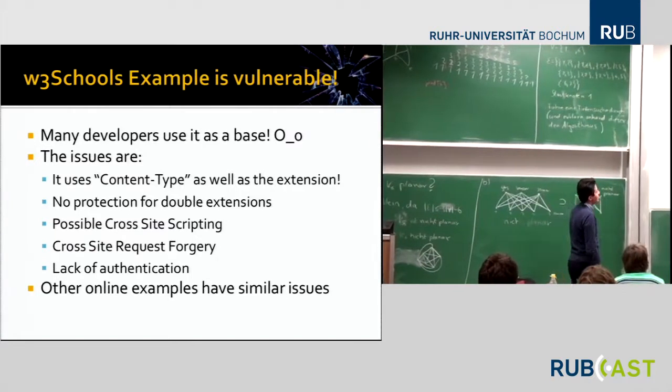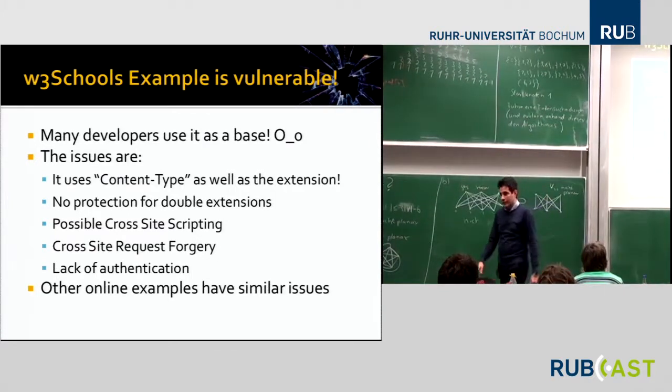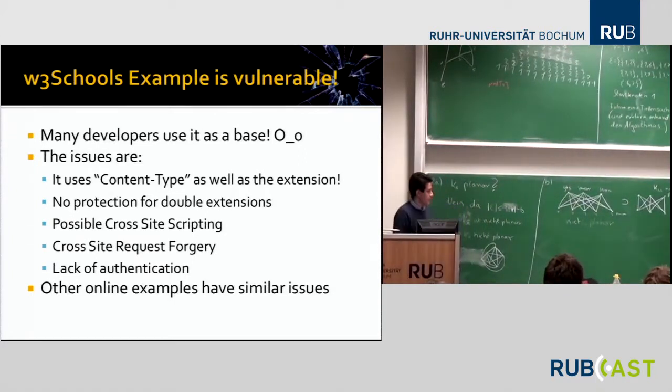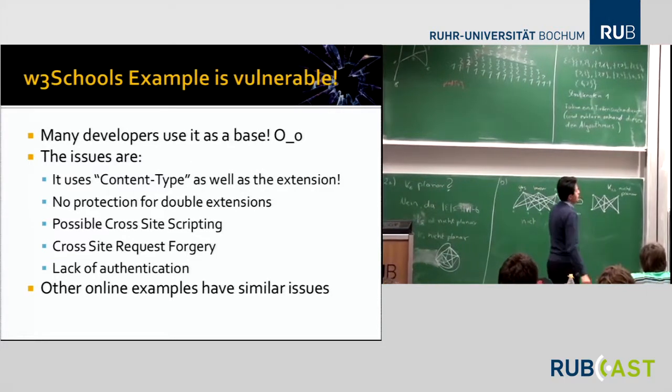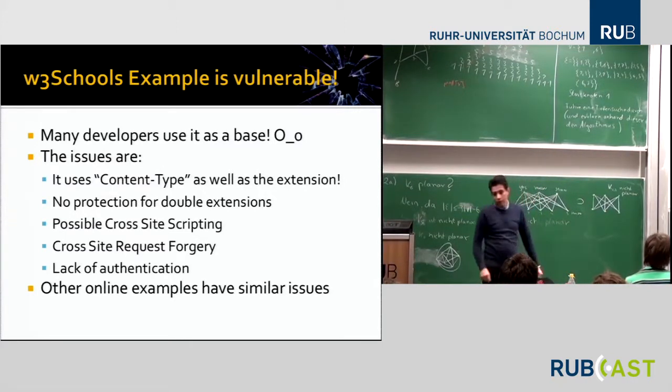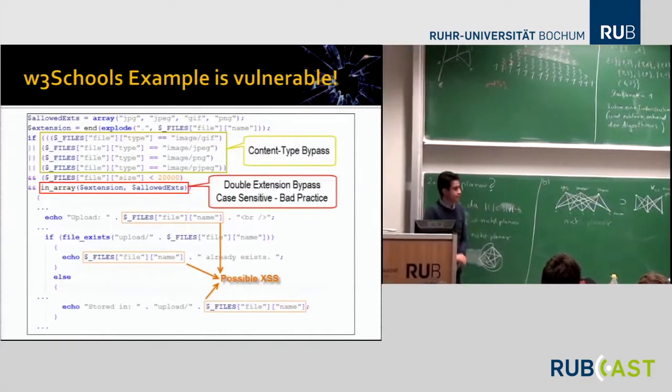W3Schools example is vulnerable. No wonder we have too many issues, because many people just copy-paste those things and think, I can trust this. It's very good. To be fair, it's very good for programming, but it doesn't talk about security, and shouldn't be used as a secure thing. I will show it actually in the code.